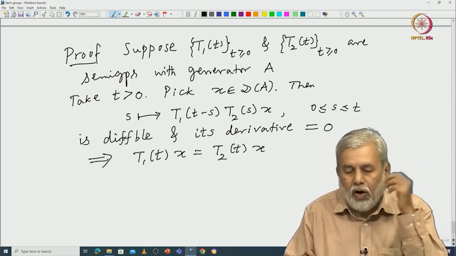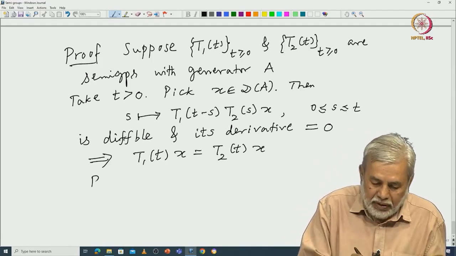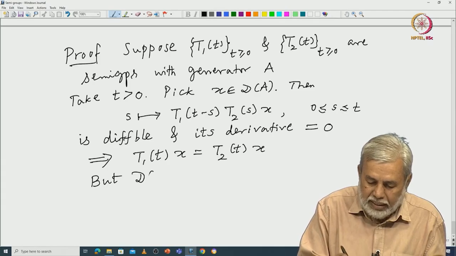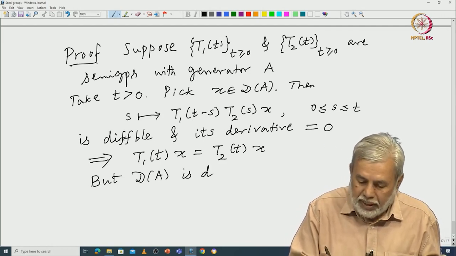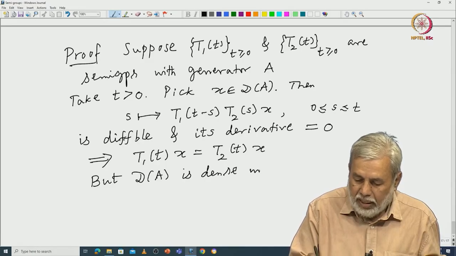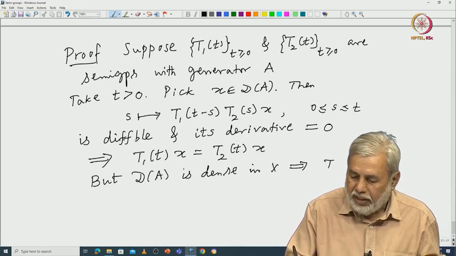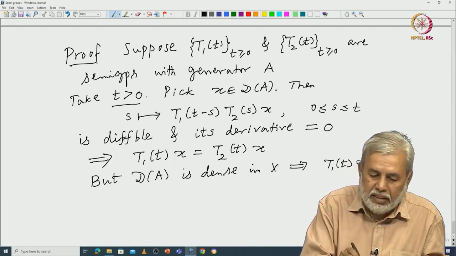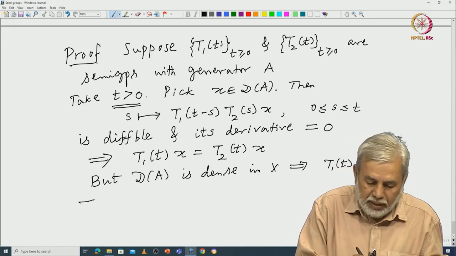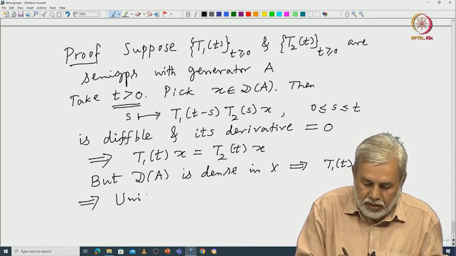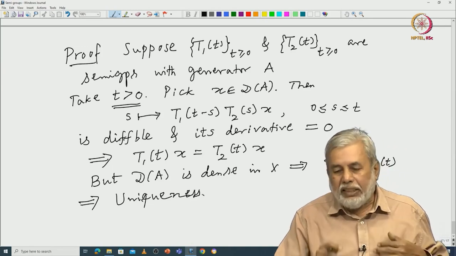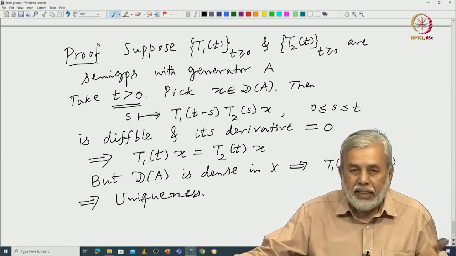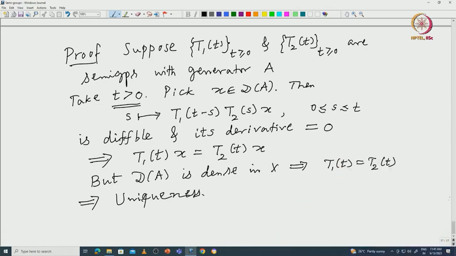So this is true for all x in D(A), but D(A) is dense, and T1(t) and T2(t) are continuous. So, by density, that implies T1(t) is equal to T2(t) in X, and this t, which is positive, is arbitrary. So that implies uniqueness. Okay. So the existence will be the content of the Hill-Yoshida theorem, that we will discuss next.